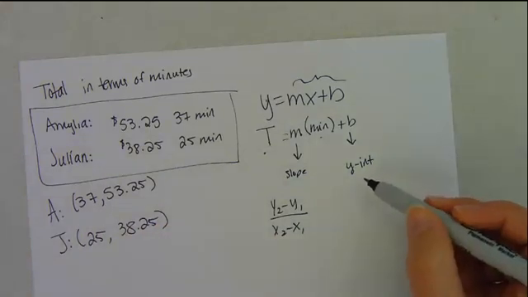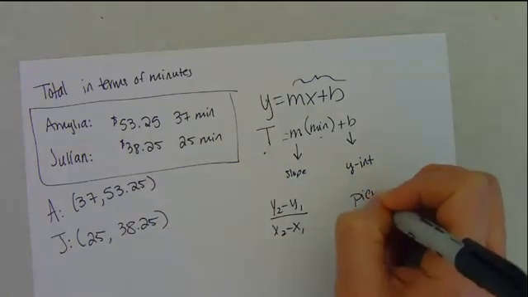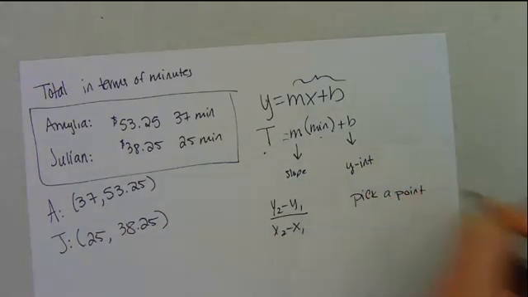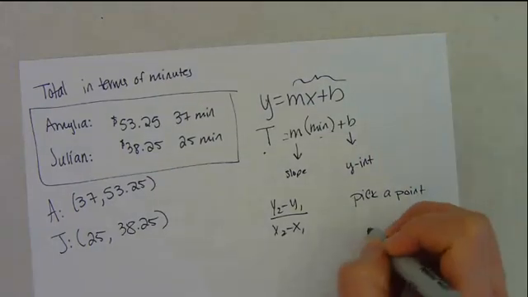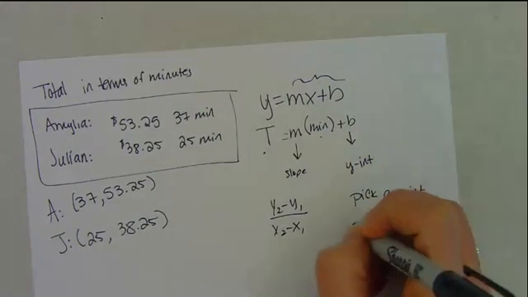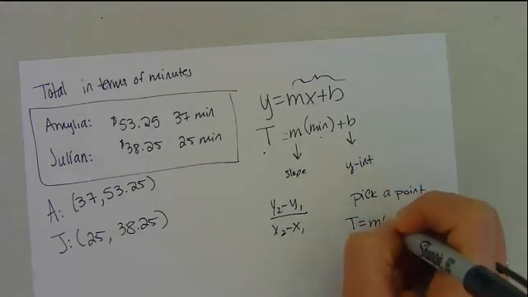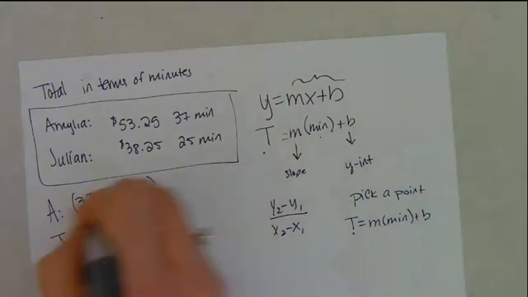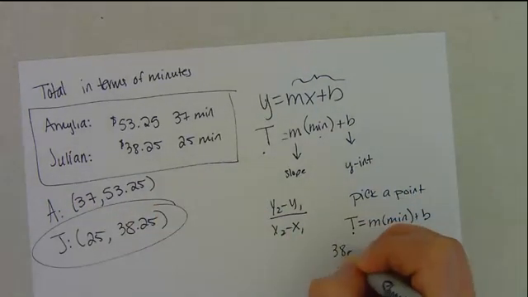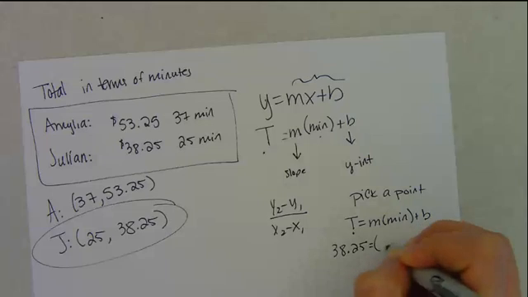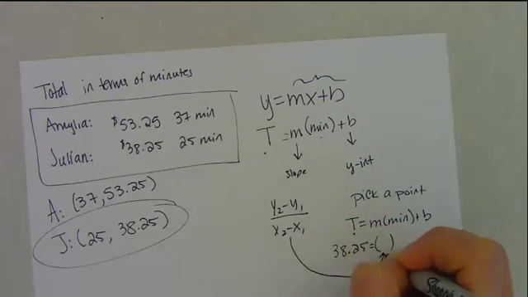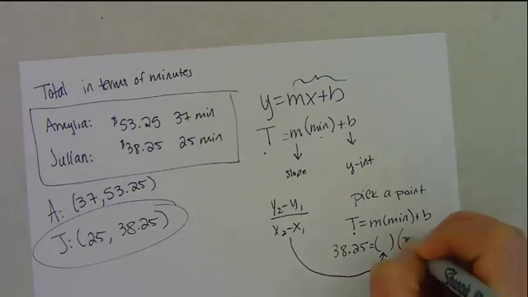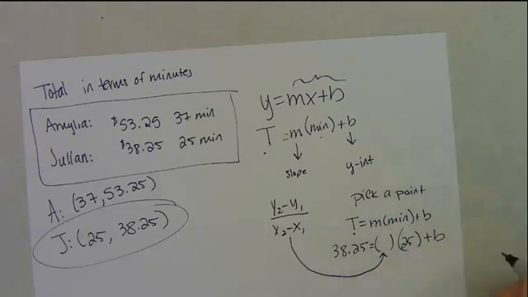And then your y-intercept, pick a point. It doesn't matter which one you choose. Pick Amelia's point or pick Julian's point and plug it into this equation. So total equals m times minutes plus b. So let's say we use Julian, take your total, 38.25, equals whatever you get for your slope, plug in there, times Julian's minutes, 25, plus b. So then you'll be able to solve for b and you'll get your equation.